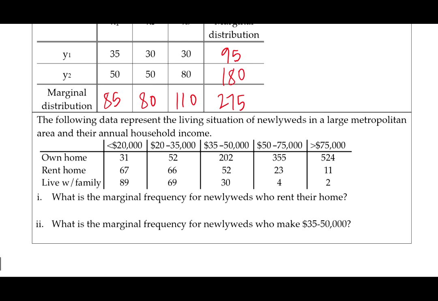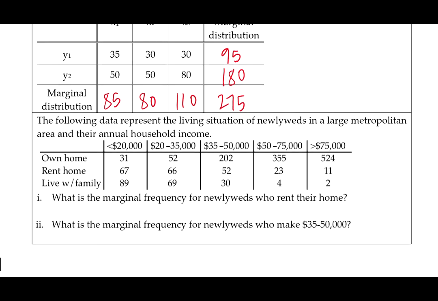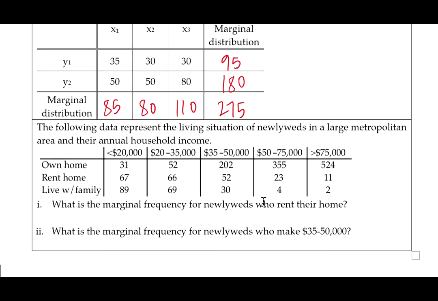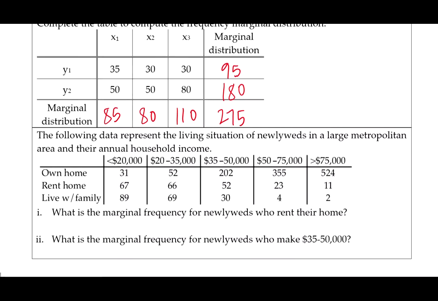The following data represent the living situation of newlyweds in a large metropolitan area and their annual household income. What is the marginal frequency for newlyweds who rent their home? So rent their home is this second row. So I need to include all of those individuals along the rent home row.